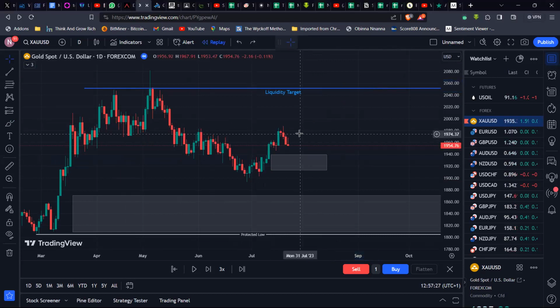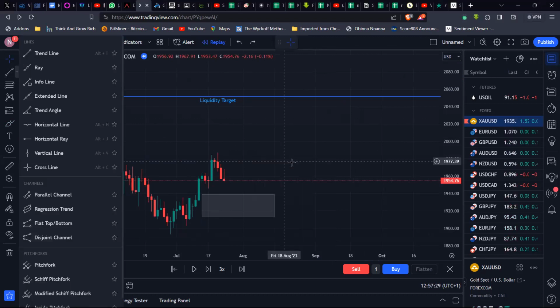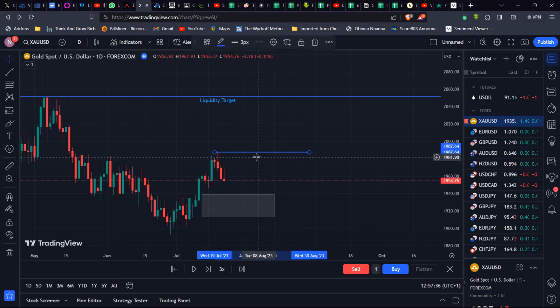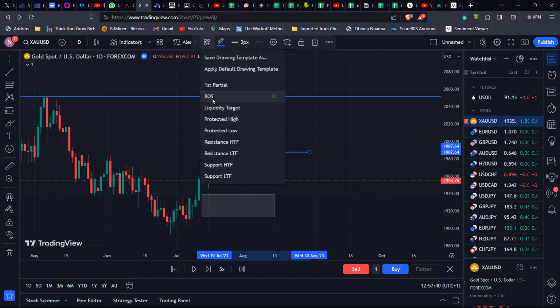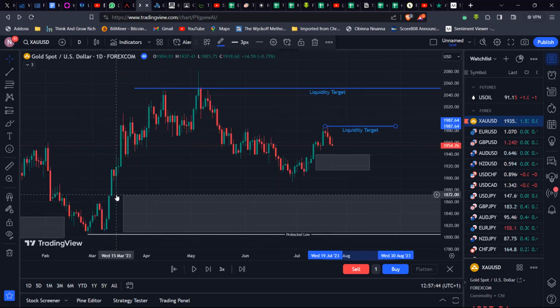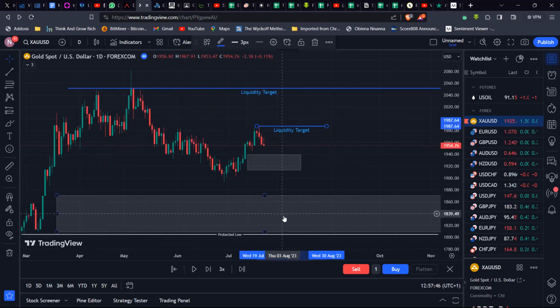Let's just quickly go over this. This here would be my target, if price were to give me confirmation within this area. I'm saying if price comes here, this is the target I'm going after. But I'm trading the internal structure. So first of all, this is my primary target.